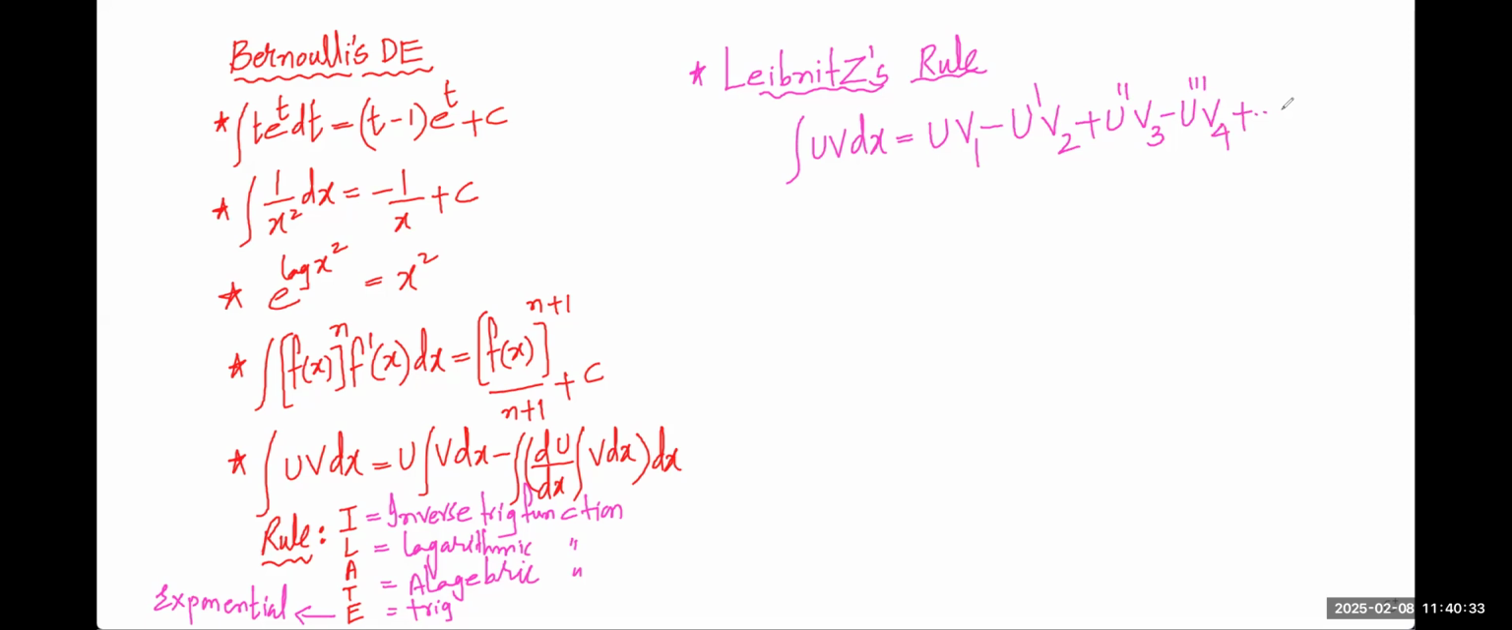And then the question arises, how many stages can we do it? For this, let me give an example. Sir, what is V1, V2, V3 and V4? That example, because I am only giving. V is given. I am giving the example for this. Example: if you have x square into sin x.